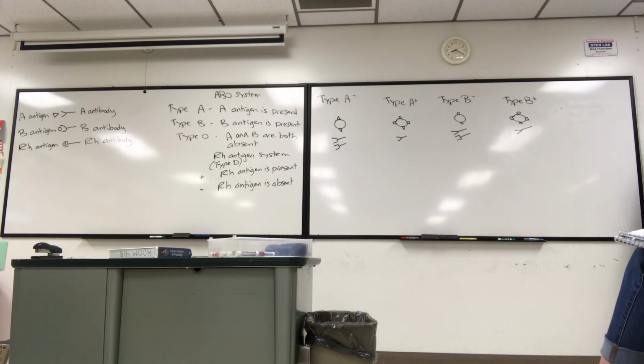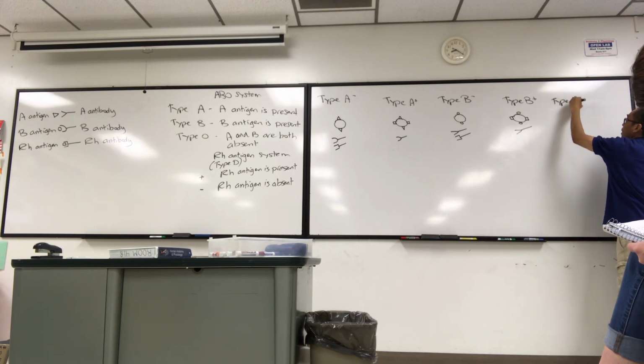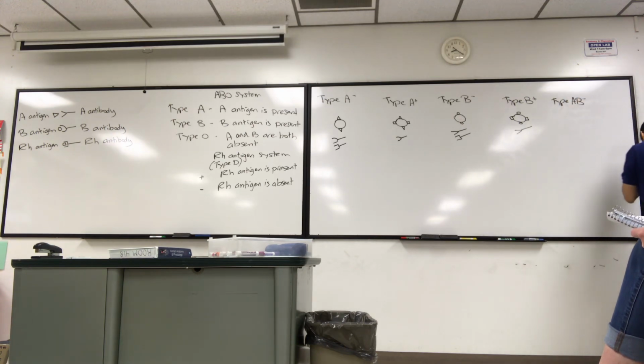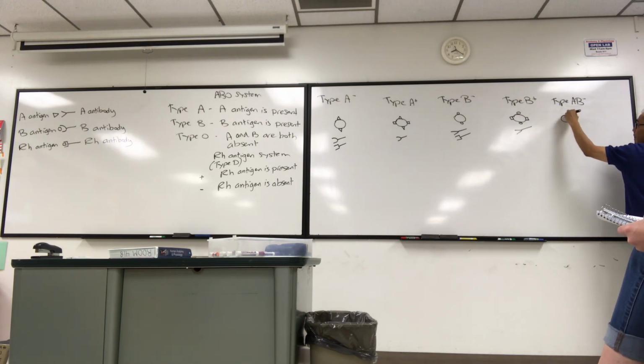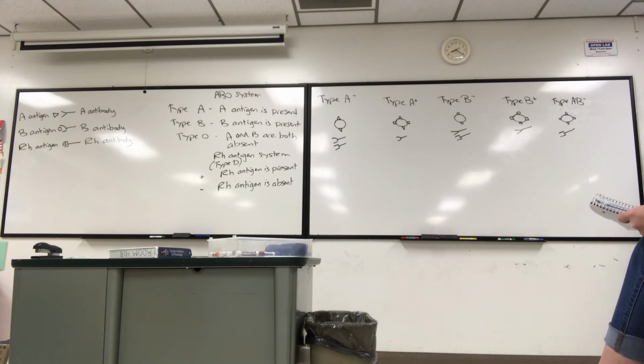Let's see what else is there. Oh, okay, well, you have this type, AB negative, very rare, but they're out there. Type AB negative: the antigens present are A and B, no RH, but they have the antibody against RH. And then there's a very rare type with all three present, type AB positive.